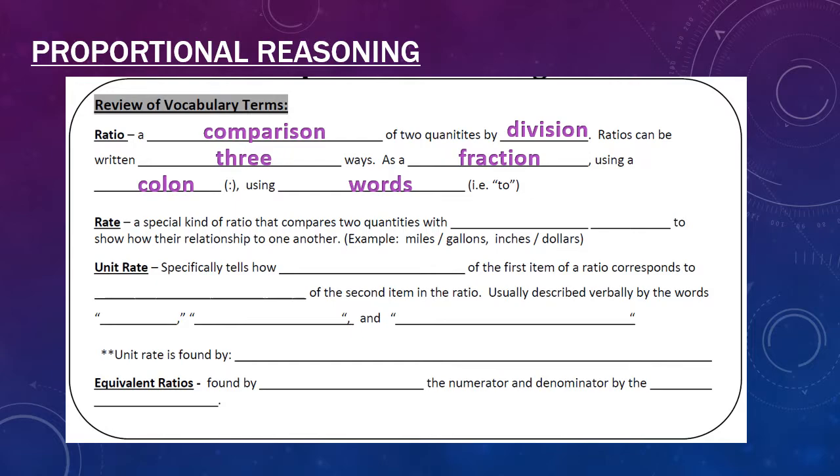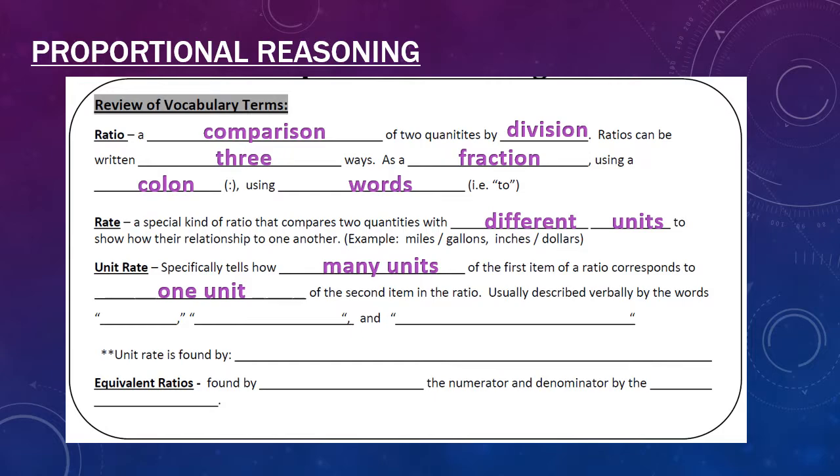A rate is a special kind of ratio that compares two quantities with different units. For example, comparing miles with gallons, or inches and dollars, miles and hours, and things like that. A unit rate specifically tells you how many units of the first item of a ratio compares to one unit of the second item.